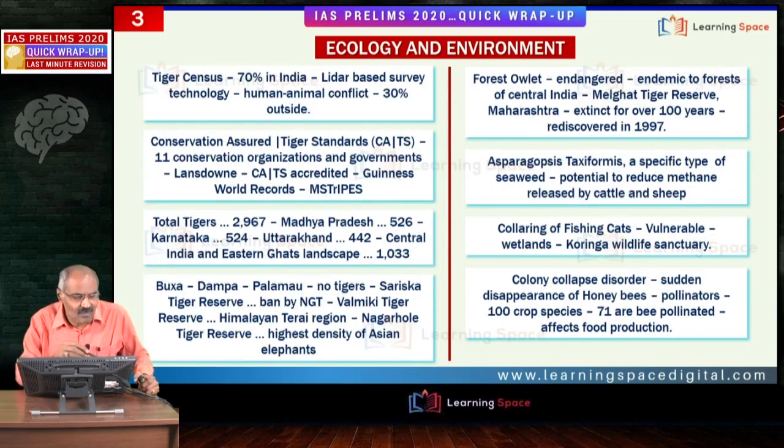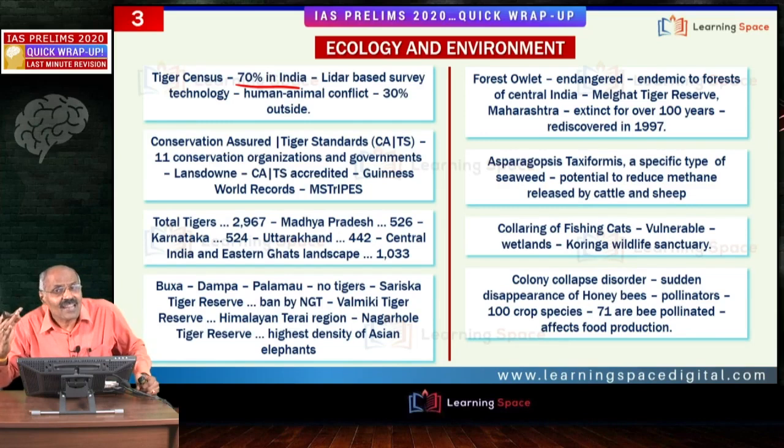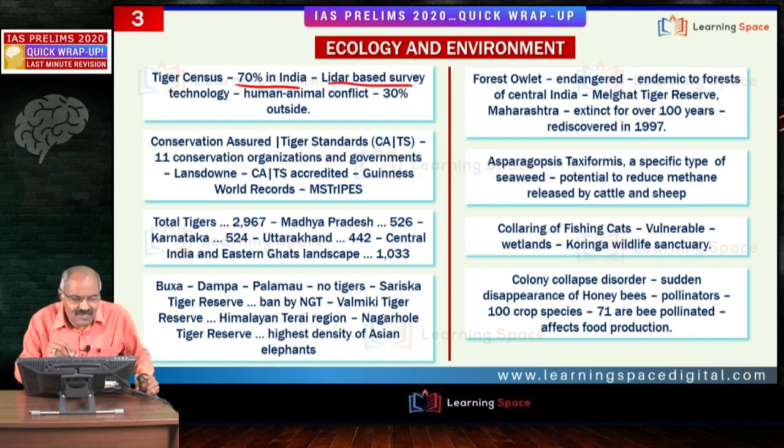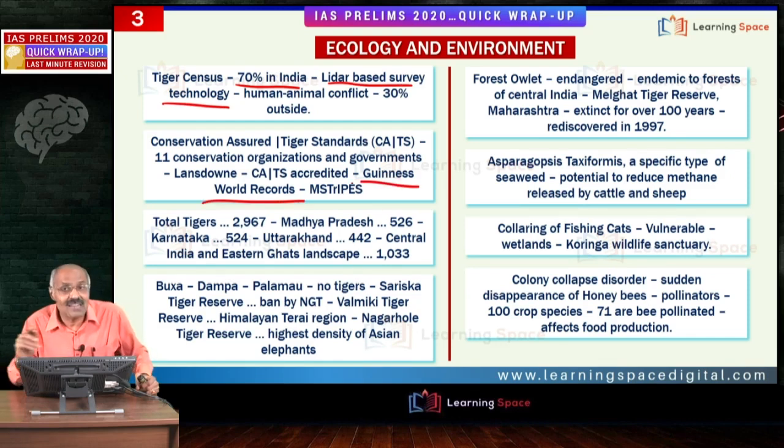Look at the next one, Tiger Census. I would like to spend 5 minutes on this because it is most important. The Prime Minister said India has already achieved doubling of the tigers, right? And the latest tiger census pertains to 2018. And please do not forget, here LIDAR-based survey technology was used. And this census has gone into the Guinness World Records.